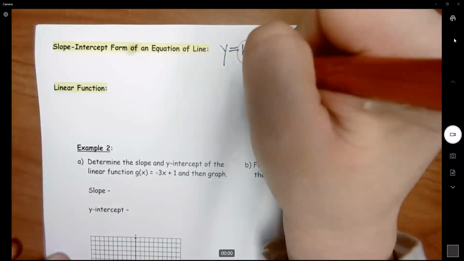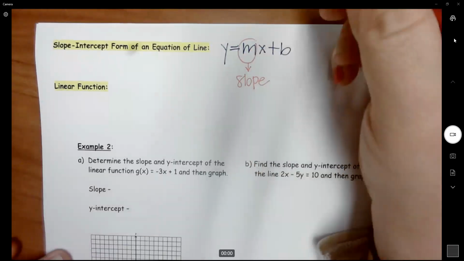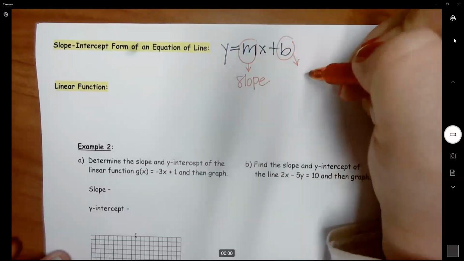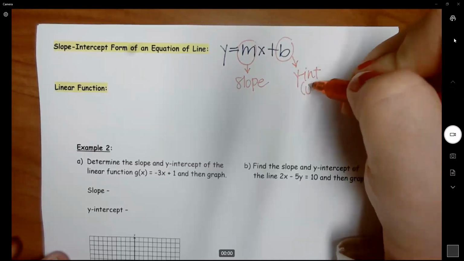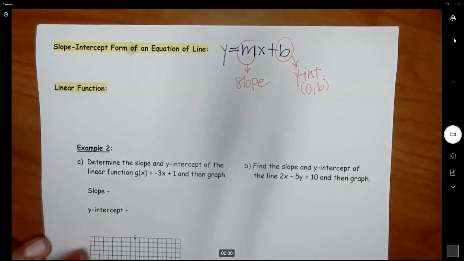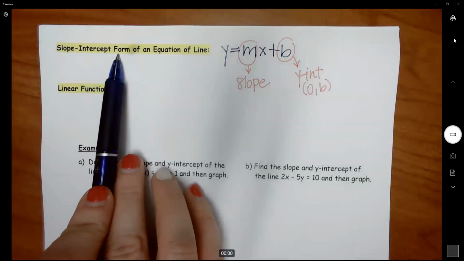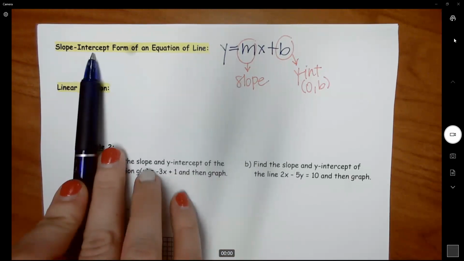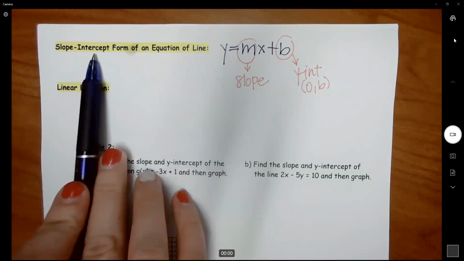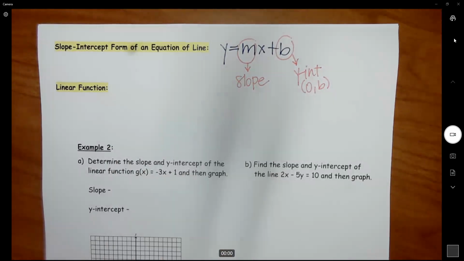m tells you your slope, while b is your y-intercept, which is in the form of (0, b). So why do they call this slope-intercept form? Because it tells you the slope, that's your m, and it tells you your y-intercept, your b. So the name tells you exactly what they are telling you in this form.